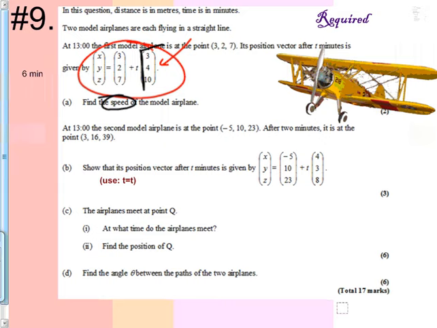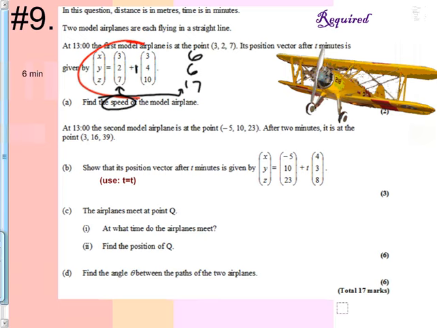How do I know it happened in 1 second? Because if I put in 1 here, I'd like you all to do that. Put in 1 and tell me what you get when you put in 1. 6, 6, 17. This started here and it went to there. Now think about it. What's the distance between them?